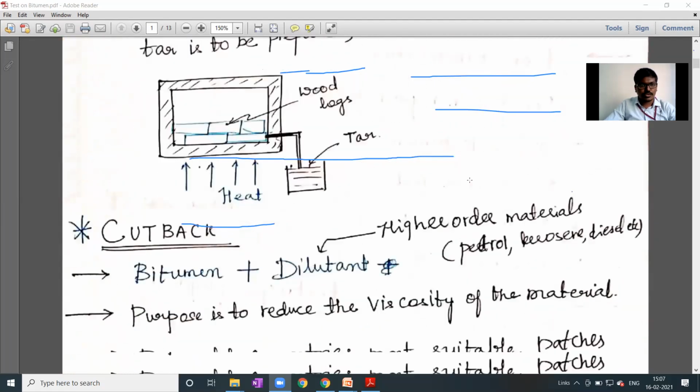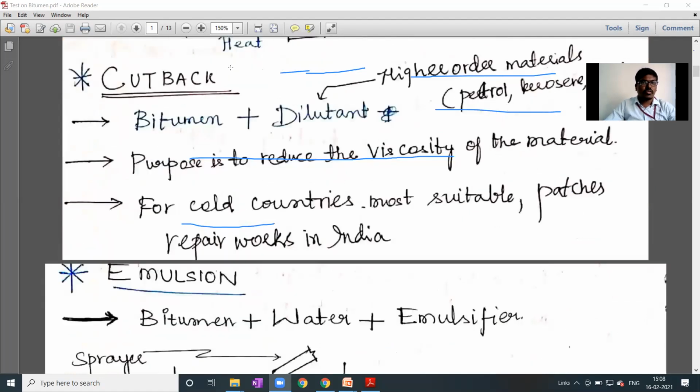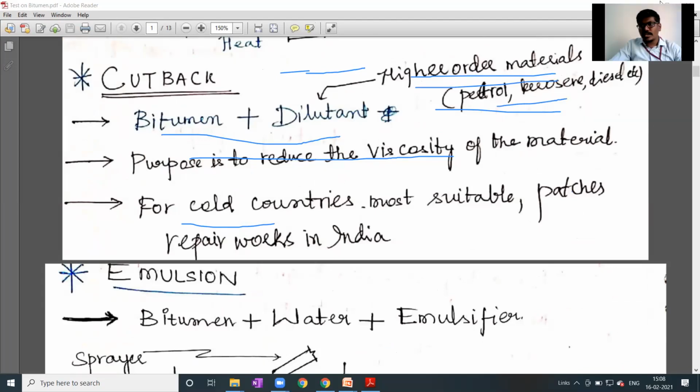It is not so safe to use tar. Cutback I have discussed, right? Cutback is bitumen plus any diluent of higher order. It may be petrol, kerosene, and sometimes they use water also. So any petrol, diesel or kerosene can be used as a diluent there. The purpose is to reduce the viscosity of the material, mainly bitumen here. Cutback bitumen is mainly used in cold countries or colder regions, and mainly for patch-up purposes.